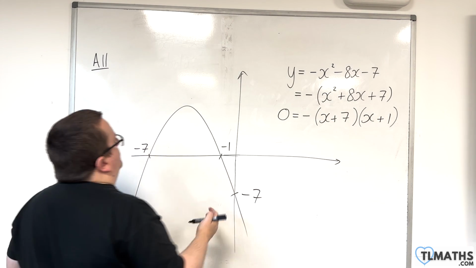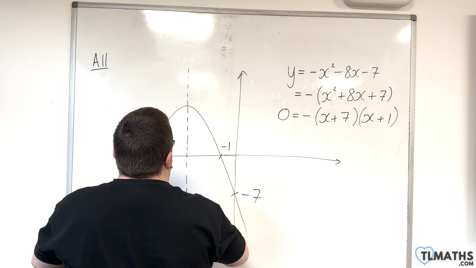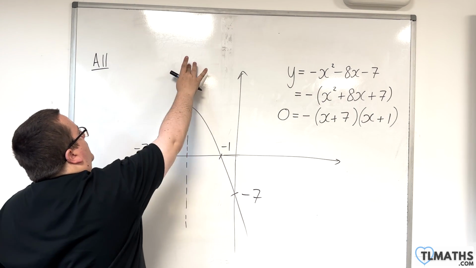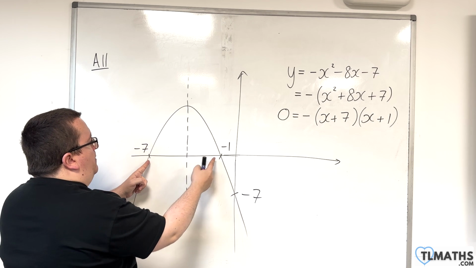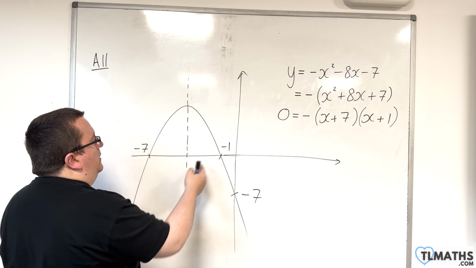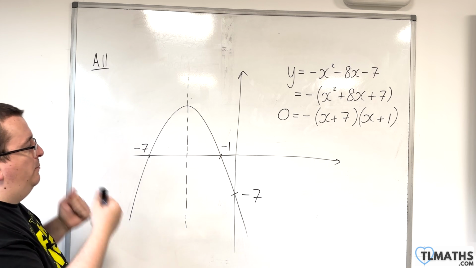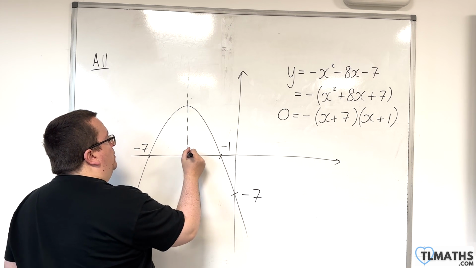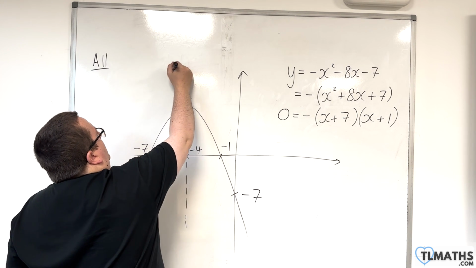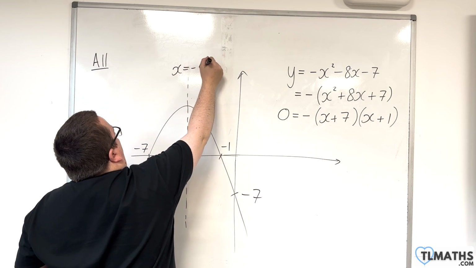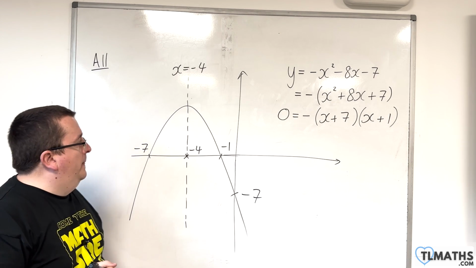This is a parabola. It has a line of symmetry. And this point here is halfway between minus 7 and minus 1. So if we add them together, minus 7 plus negative 1 is minus 8. Divided through by 2, we get minus 4. So this line has the equation x equals minus 4. That's the line of symmetry.